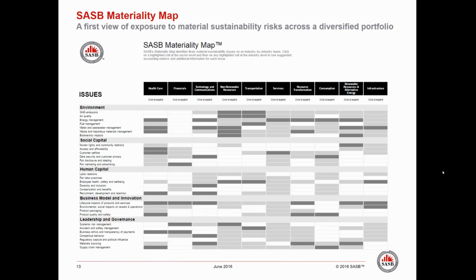As a result of SASB's work, investors and companies can begin to understand sustainability risks that are most relevant to their industry and to their portfolios. SASB's Materiality Map is a useful visual snapshot of the ESG issues that are most relevant across 79 industries, and this Materiality Map is available on our website.